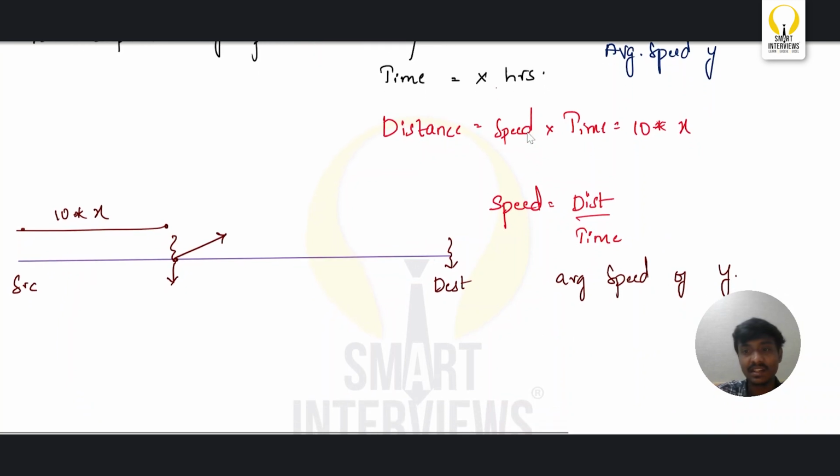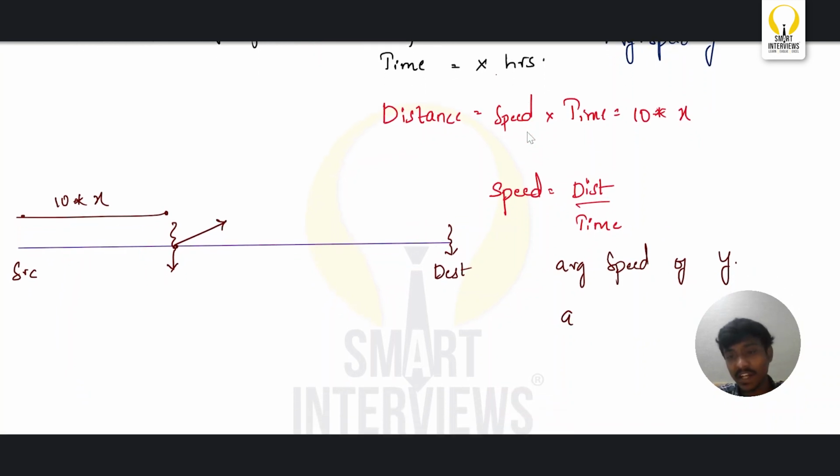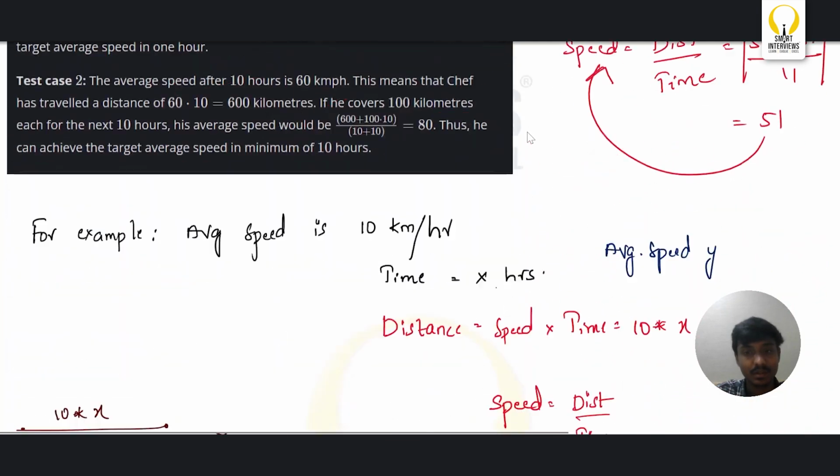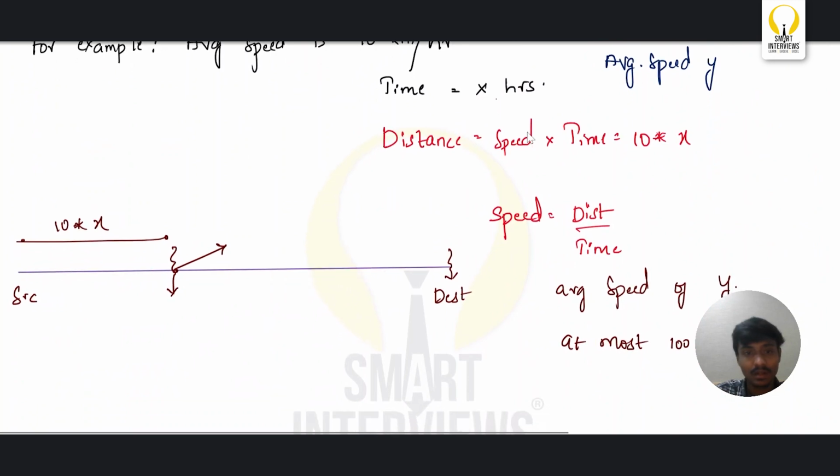And a condition here is you can travel at most 100 kilometers per hour. If you see, you can travel to attain this average speed that is y, given that he can travel a maximum of 100 kilometers per hour. In 1 hour, he can travel a maximum of 100 kilometers to attain this average speed. This is not a speed, this is average speed. This is not a simple speed. It is the average.